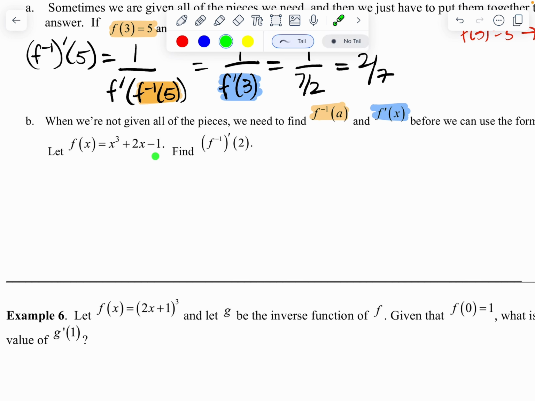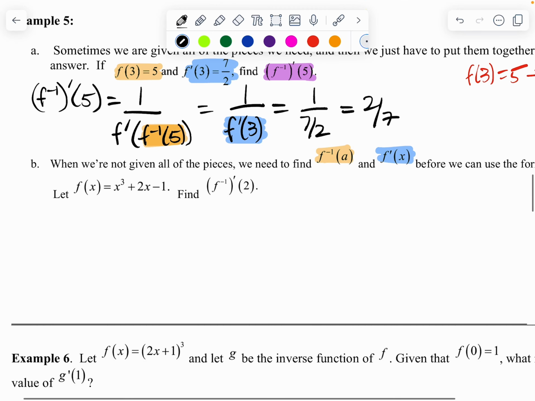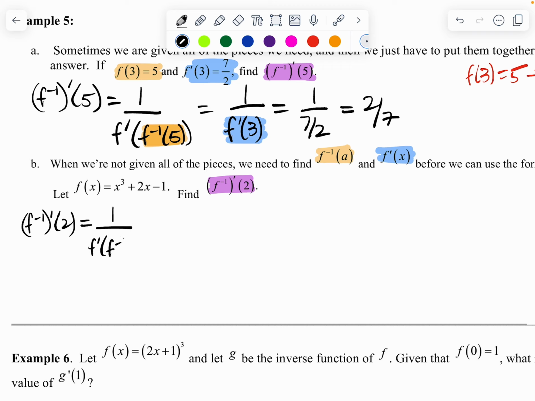So they're telling us an equation for f of x, and then they're asking us to find the derivative of f inverse at 2, the derivative of the inverse. So we're going to start with exactly what they're asking us to find. When in doubt, start with what they're asking for and see if you can figure it out from there. So we know f inverse prime of 2. We're going to use our formula for the derivative of the inverse, which is 1 over f prime of f inverse of 2. So we've got to figure out what f inverse of 2 is.